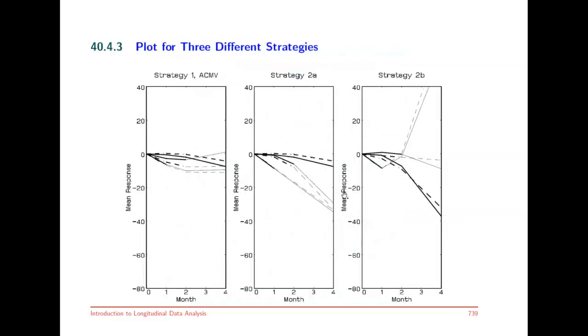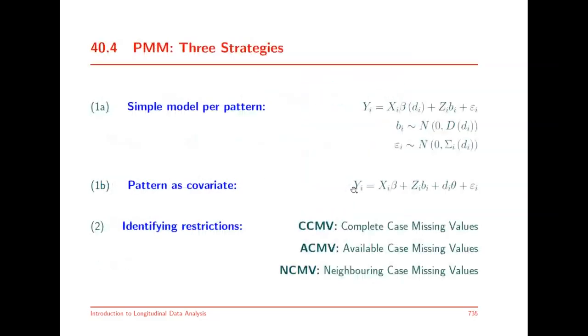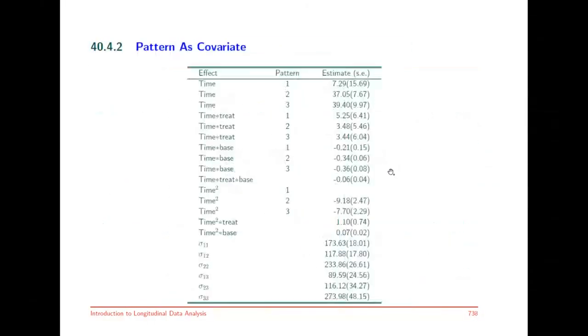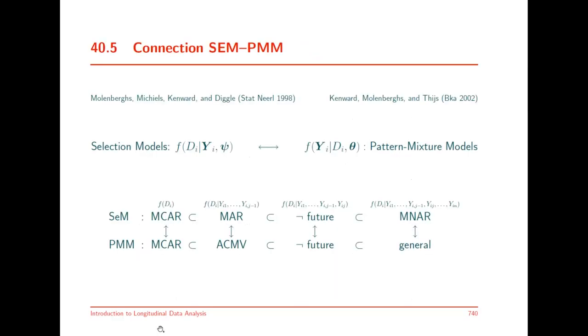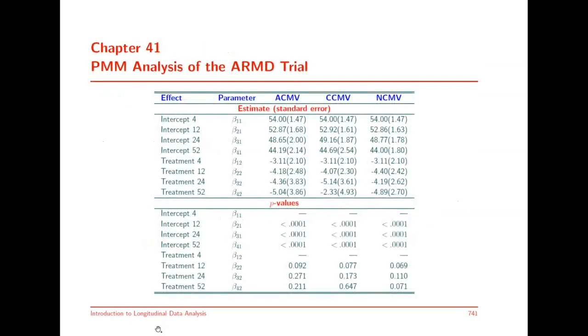There are some results here. In this case, usually the simple strategies, like using pattern as a covariate, or the first strategy, which was a simple model per pattern, may be easy to use, and they are, but they may lead to very unrealistic predictions, like you are going down as long as you are observed in terms of quality of life, but after dropout, your quality of life would tremendously increase. Nobody believes that. So the restrictions are actually better to work with.